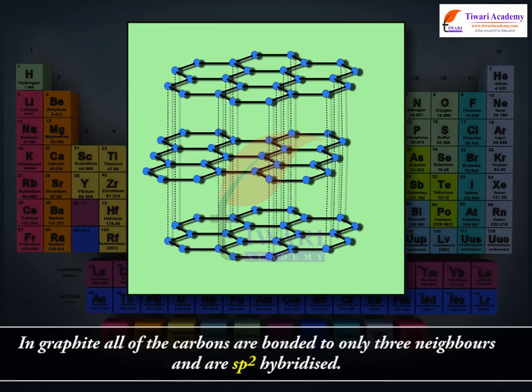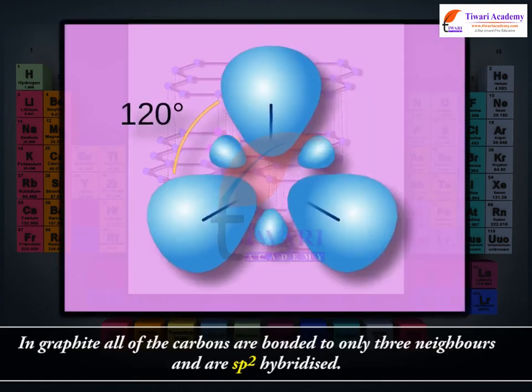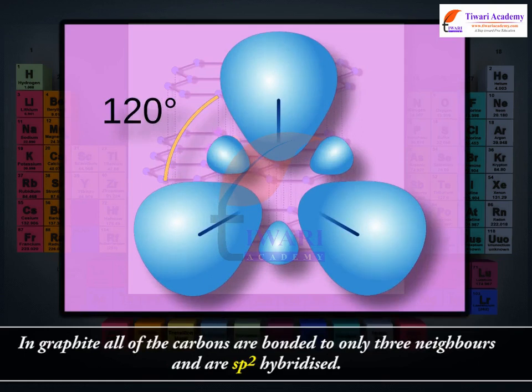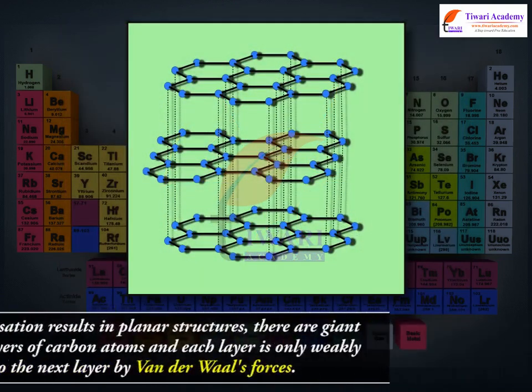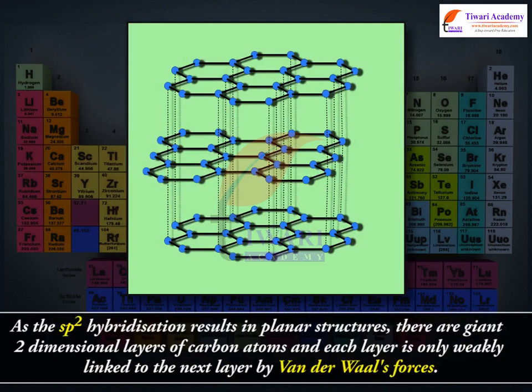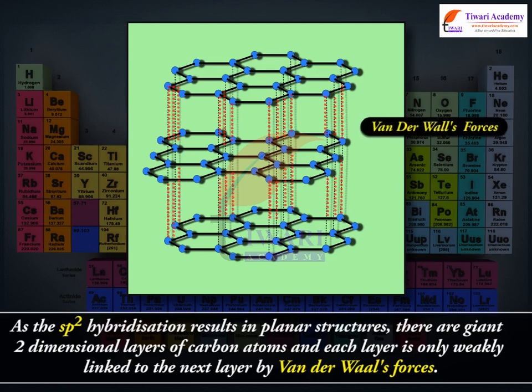In graphite, all of the carbons are bonded to only 3 neighbors and are sp2 hybridized. As the sp2 hybridization results in planar structures, they are giant 2-dimensional layers of carbon atoms, and each layer is only weakly linked to the next layer by van der Waals forces.